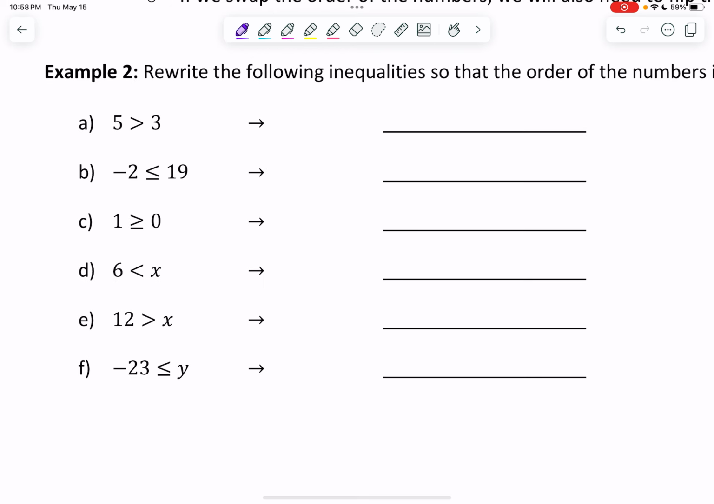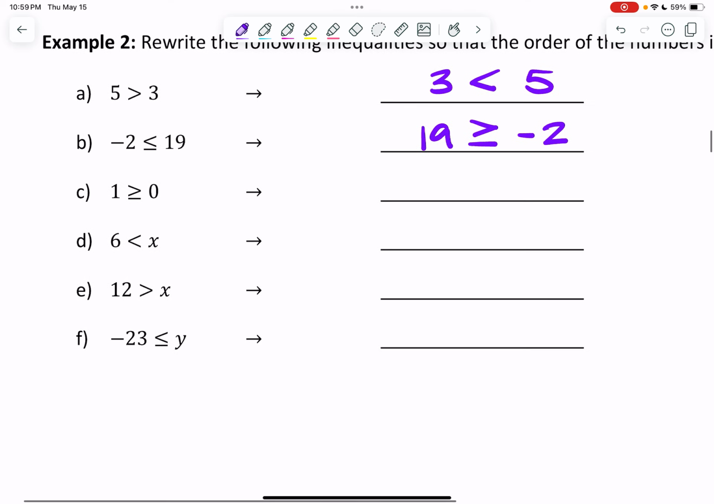Okay, so in all of these, I'm simply going to swap the order of the values on both sides of the inequality. Here I had a greater than symbol to begin with. Now I have a less than symbol. For the next one, I'm again swapping the order of the values on both sides. Before I had a less than or equal to. Now I have a greater than or equal to. Swap the order of the numbers. Before I had a greater than or equal to. Now I have a less than or equal to.